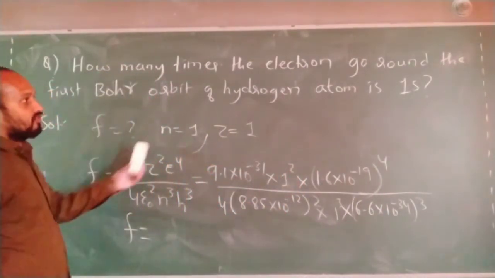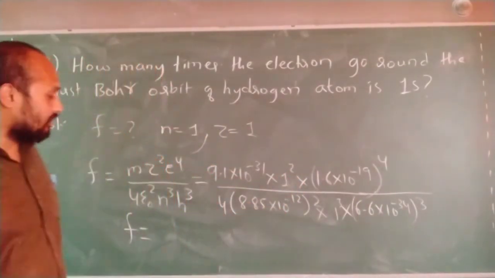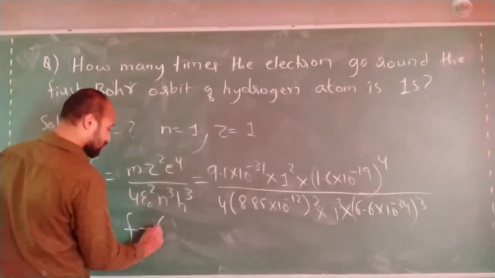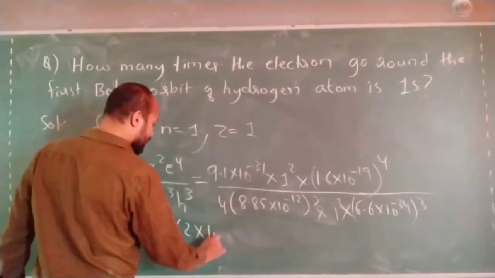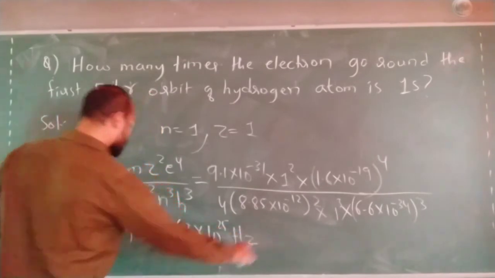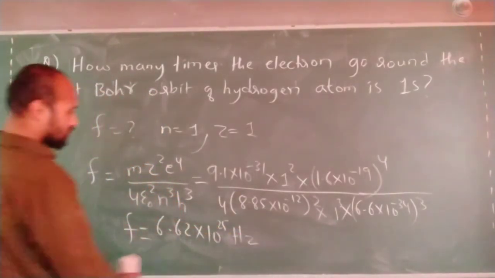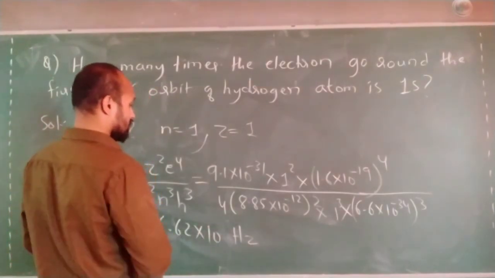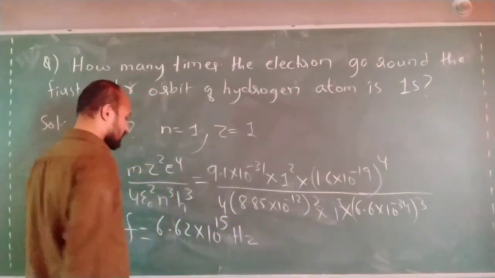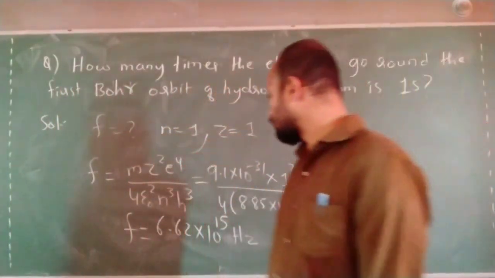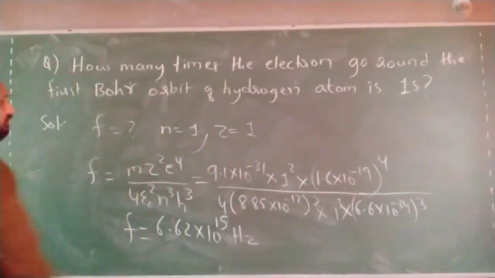The problem is very simple, but the solution is very tough. You have to solve. How much is it? Frequency you are going to get is around 6.62 into 10 to the power of 25 hertz. Am I right? 25 hertz. Not 25, sorry. 15 hertz. You can check the answer. I have directly written the answer. It has to be 6.62 into 10 to the power. Direct formula it is, so there is no alternate path for this.